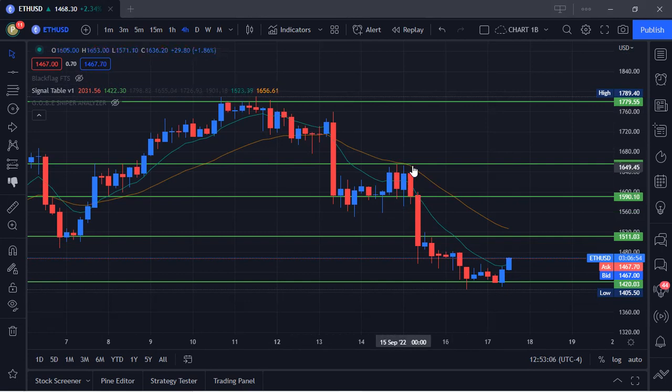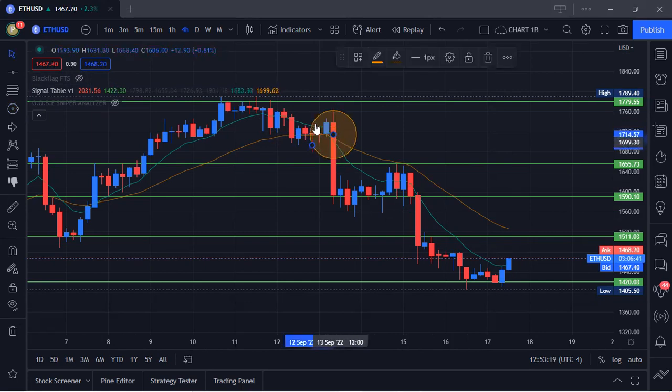Okay, and then everything's sloping downward. So as soon as it crossed over, you see how it crossed over right here in this area? That green, right in this area, crossed over right on that candle. It crossed over. So you get on the sell. It could be another indicator for you.